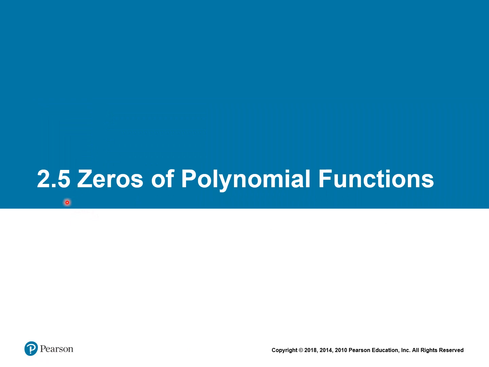Hello everyone. We will now begin our lecture on chapter 2.5, which is on zeros of polynomial functions. What we mean by zeros is finding the points where the y values are going to be 0. So we know that all along the x-axis, any point on the x-axis will have a y value equal to 0.